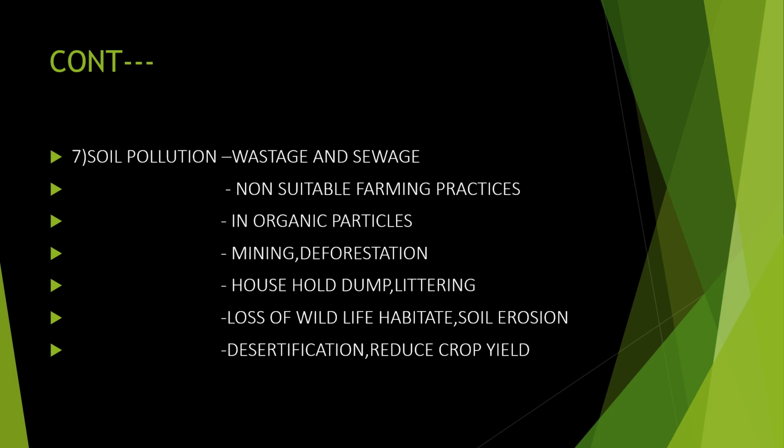Next is desertification. Desertification means cutting down the trees; later, that area becomes a desert area. Then reduced crop yield. Due to soil pollution, agriculture is affected and the crop yield is reduced. These are the problems we can see in soil pollution.